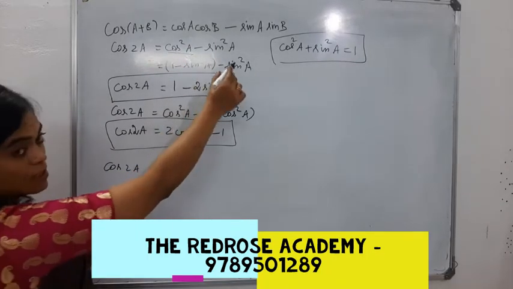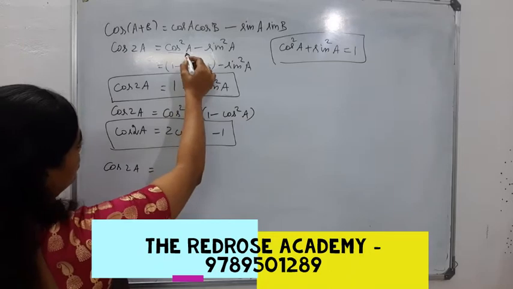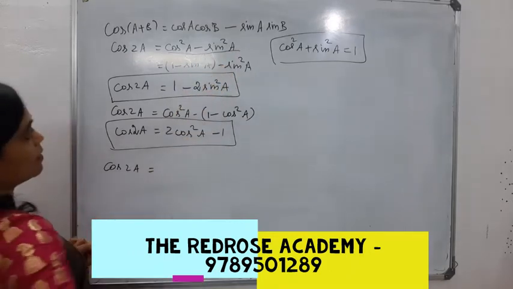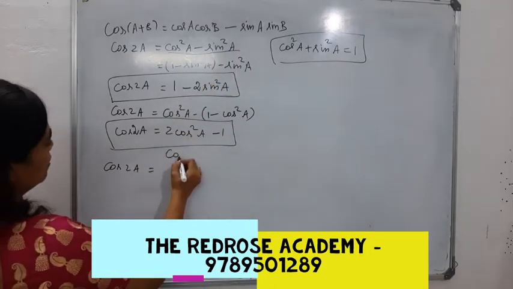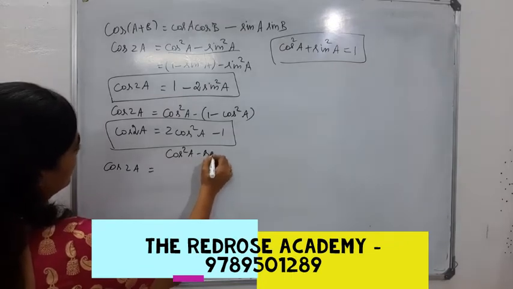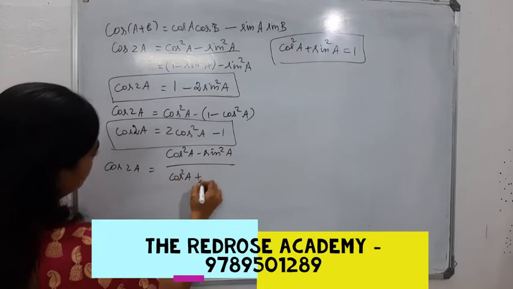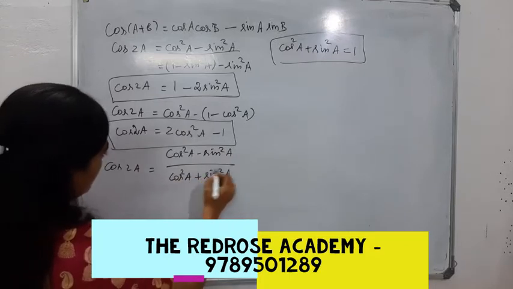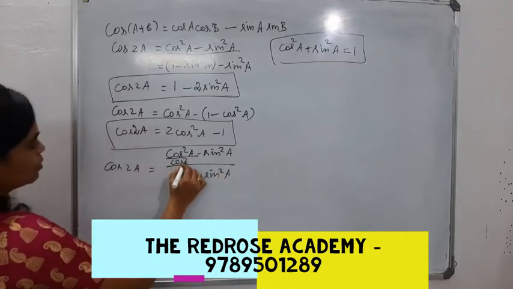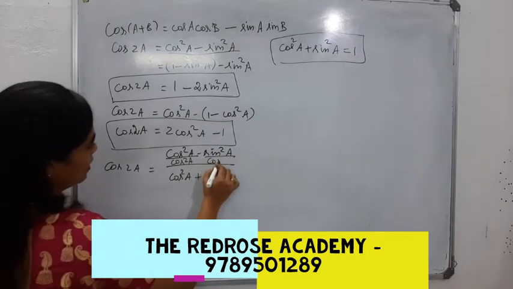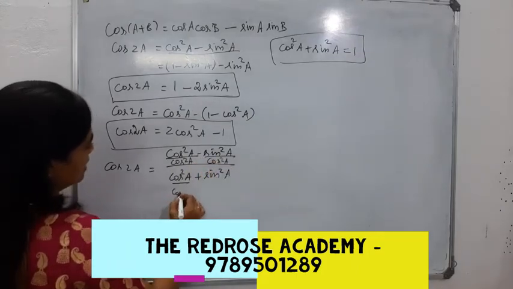Here also the same thing we are going to adopt: divided by 1. So instead of 1, we are now going to write cos square A plus sin square A using the identity. Here also we are now going to divide everything by cos square A.